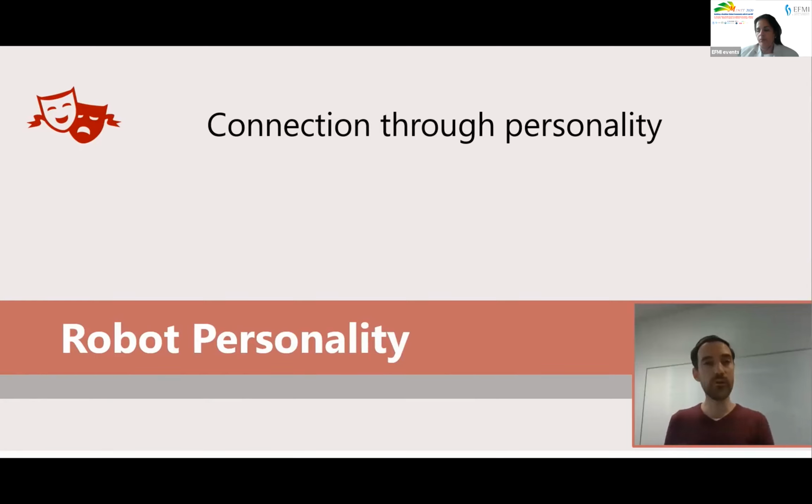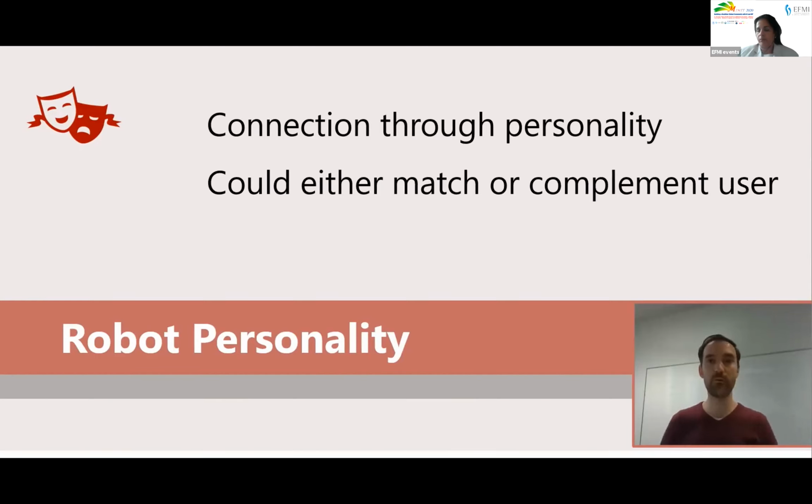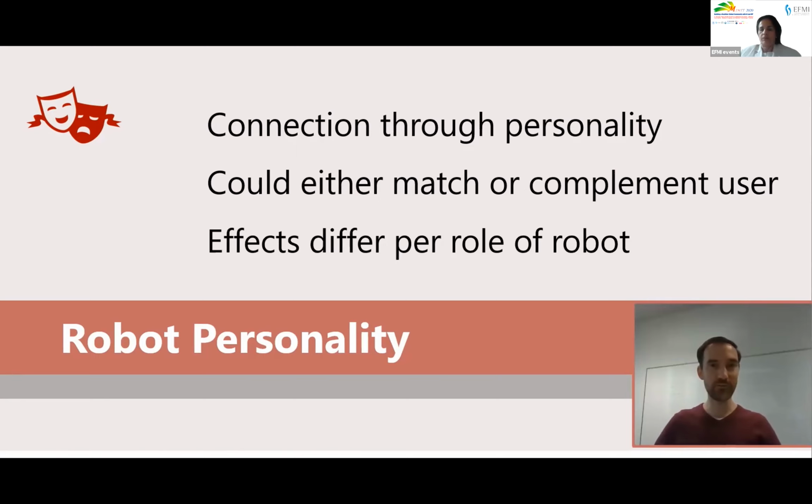And studies that have been done by others show that the personality of the robot, or the perceived personality of a robot, could either match the personality of the user or it could complement, be kind of like the opposite of that of users. Some studies show that matching the personality of the robot to that of the user is more successful, whereas other studies show that complementing the personality of the robot is more successful. When we dive into the differences in this literature, we see that the effects that we find really differ between the roles that a robot could have.